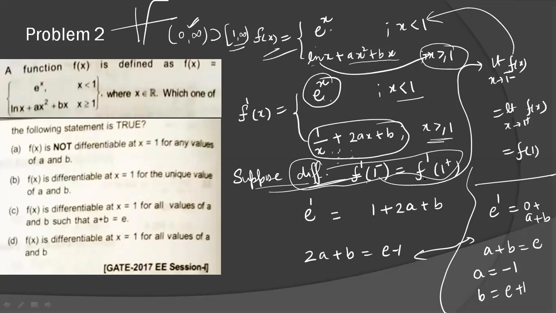So the left hand derivative must be equal to the right hand derivative at that point. We are taking x equal to 1, so put x equal to 1. We got one equation in A and B. If the function is differentiable at x equal to 1, then it must be continuous at x equal to 1. So we put the continuity condition.